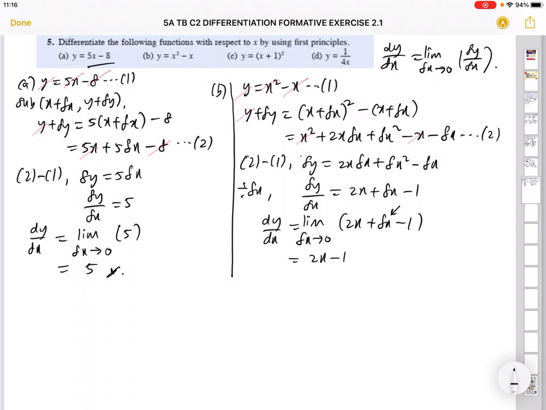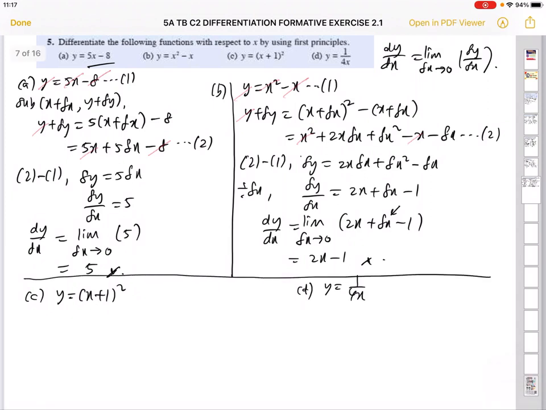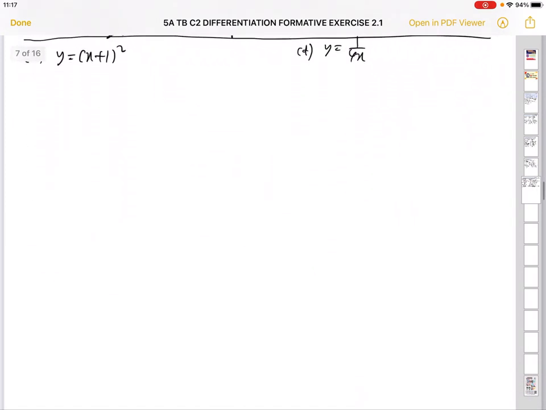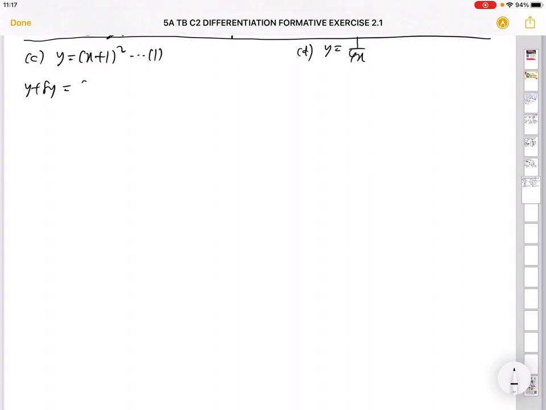Okay, part C, I'm going to do it here, y equals (x plus 1) squared, and part D, I'm going to do it here, y equals 1 over 4x. Okay, let me move this up. Okay, so for part C, again, this is your equation 1. Equation 2 will be y plus delta y equals (x plus delta x plus 1) squared. We replace your x with x plus delta x.